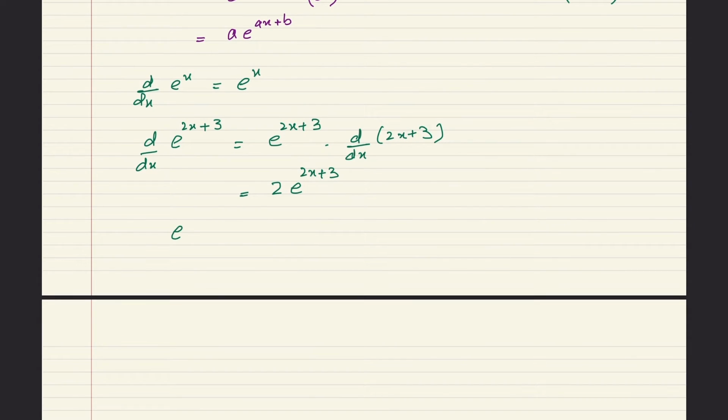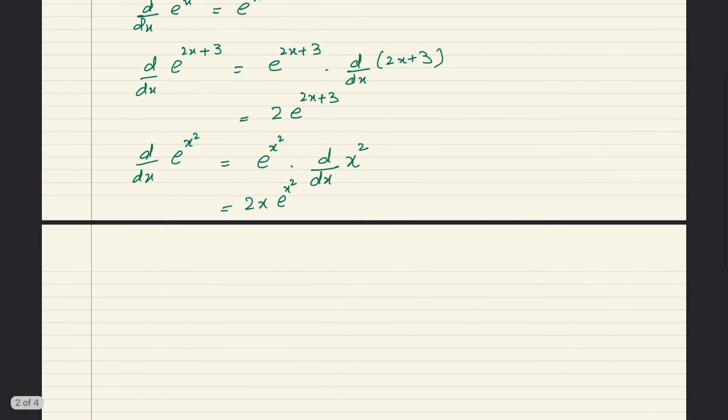Same here, if we have a function like e power x square, how do we find the derivative? The derivative of e power x square remains e power x square, but then the derivative without the exponential, which is x square. We know the derivative of x square is 2x, so the answer is 2x times e power x square. I hope you got it.